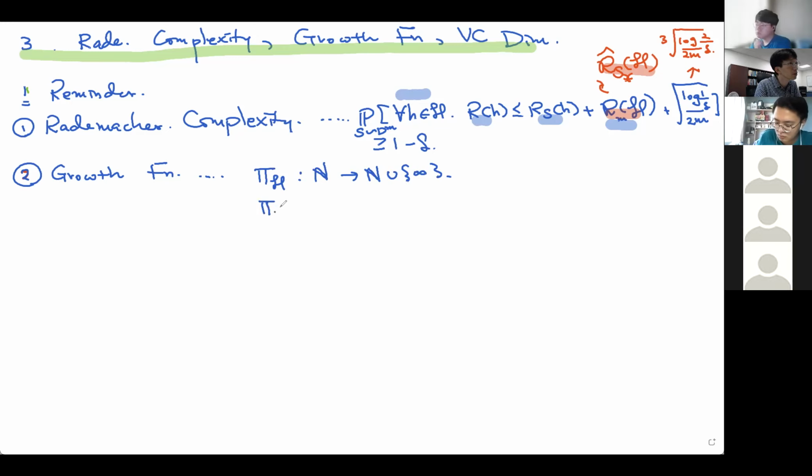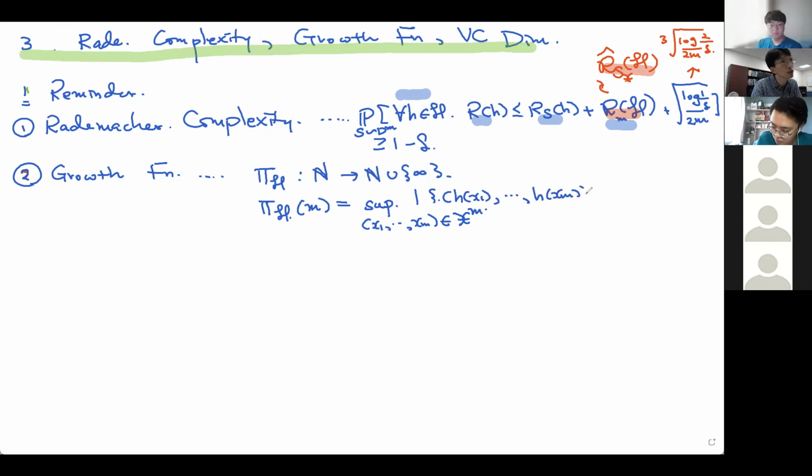Given a hypothesis class H and m, take the supremum over samples x1 to xm. So you can choose any sequence of m points in the input space. Then compute the cardinality of the set of all the labelings that we can assign to these points using some hypothesis. Okay, so use a hypothesis h to assign a label to every point.